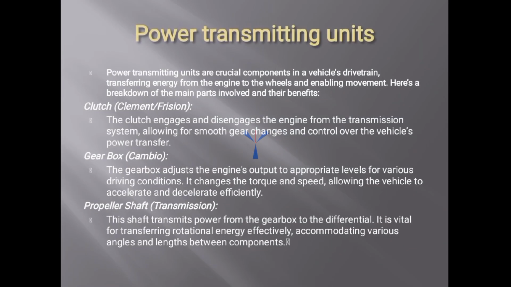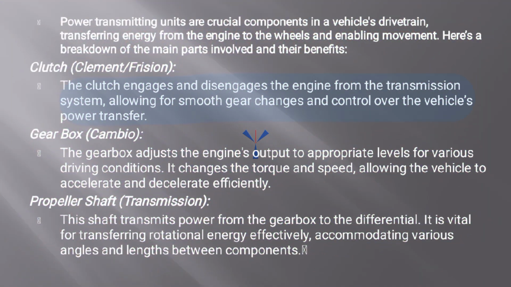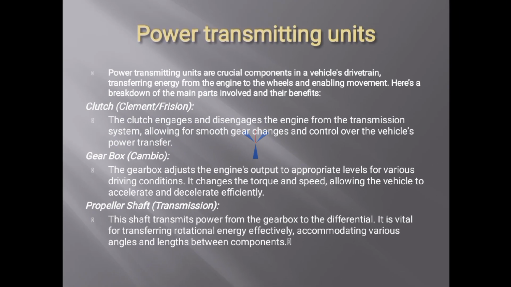So power transmitting units are a crucial component in a car, transferring energy from the engine to the wheels and enabling movement. The power transmitting unit extends from the clutch up to the axle. We will see them one by one, but here let me introduce them for you. The clutch engages and disengages the engine from the transmission system, allowing for smooth gear change and control over the vehicle power transfer. So what you should know is its main function, that is engaging and disengaging the engine from the transmission system.